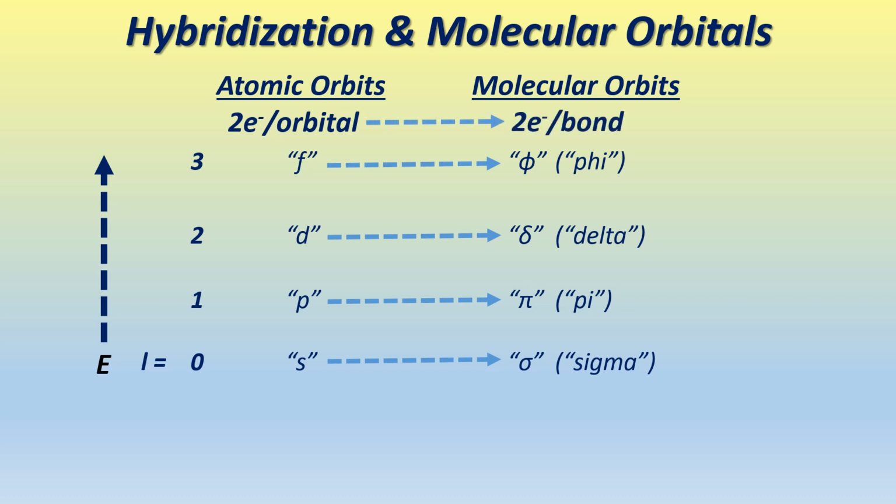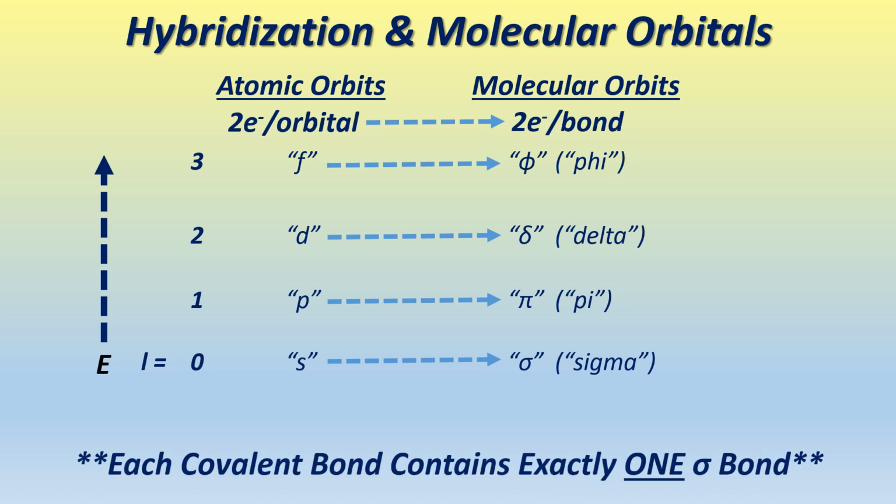In both cases, electrons still travel in pairs because the last quantum number, spin, only has a value of +0.5 or -0.5. There can only be 2 electrons in an atomic orbital or 2 electrons in a molecular orbital, which is why there's 2 electrons per bond. Also, each covalent bond contains exactly 1 sigma bond. You'll see in a second how, once again, the Lewis structures can easily determine not only the hybridization, but the number of sigma or pi or delta bonds that are present.